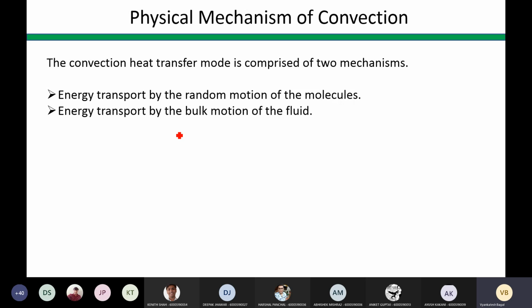So convection heat transfer is basically made up of two mechanisms. The first is the energy transfer by the random motion of the molecules. This line is important. The random motion of the molecules. And the second mechanism is the energy transferred by the bulk motion of the fluid. Now, what do we mean by bulk motion of the fluid? I already described this. Bulk motion of the fluid means a lot of the fluid molecules or particles will move together.